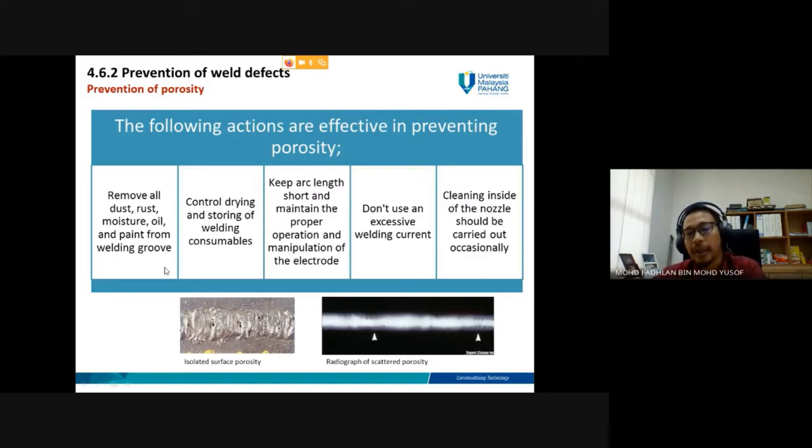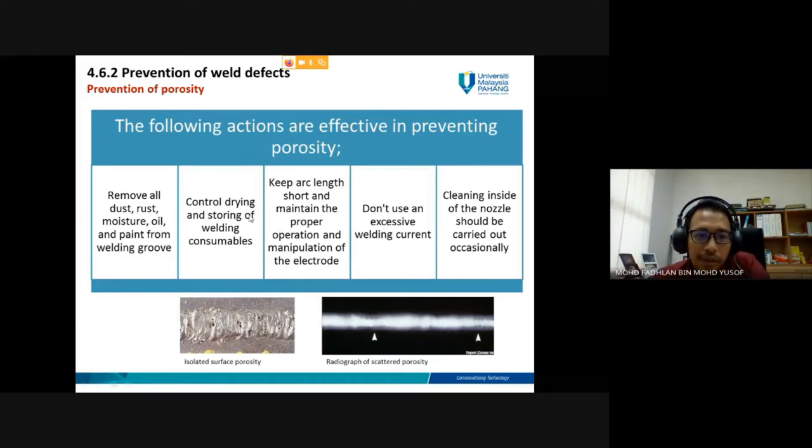Okay, because kita tak boleh nampak dari permukaan. Okay, to prevent this type of weld defect, we should remove all dust, rust, moisture, oil and paint from the welding groove. Sebab bila ada bendasing ni akan berlaku ketidakstabilan lah semasa deposition process dan menyebabkan berlakunya udara terperangkap di dalam molten pool sewaktu dia belum solidify.